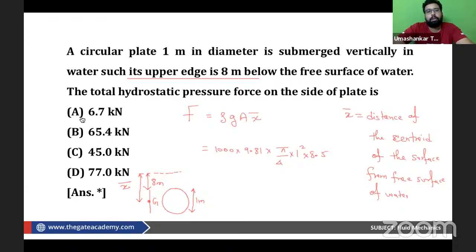So when we solve this equation, when we do the calculation, we'll be getting nearly 65.45 kilonewton. So by solving it, whatever you get, divide by 1000 to get the answer in kilonewton. So the answer of this question would be 65.4 kilonewton. Right, madam? I hope we do not have any confusion in this question. So let's move to the next question.